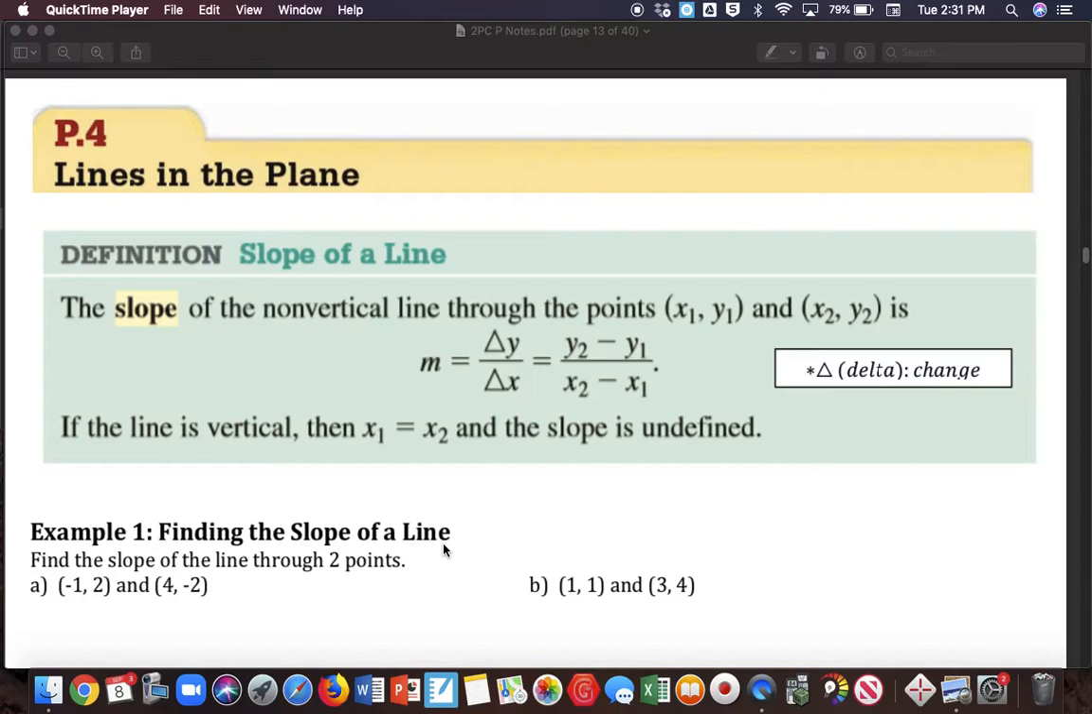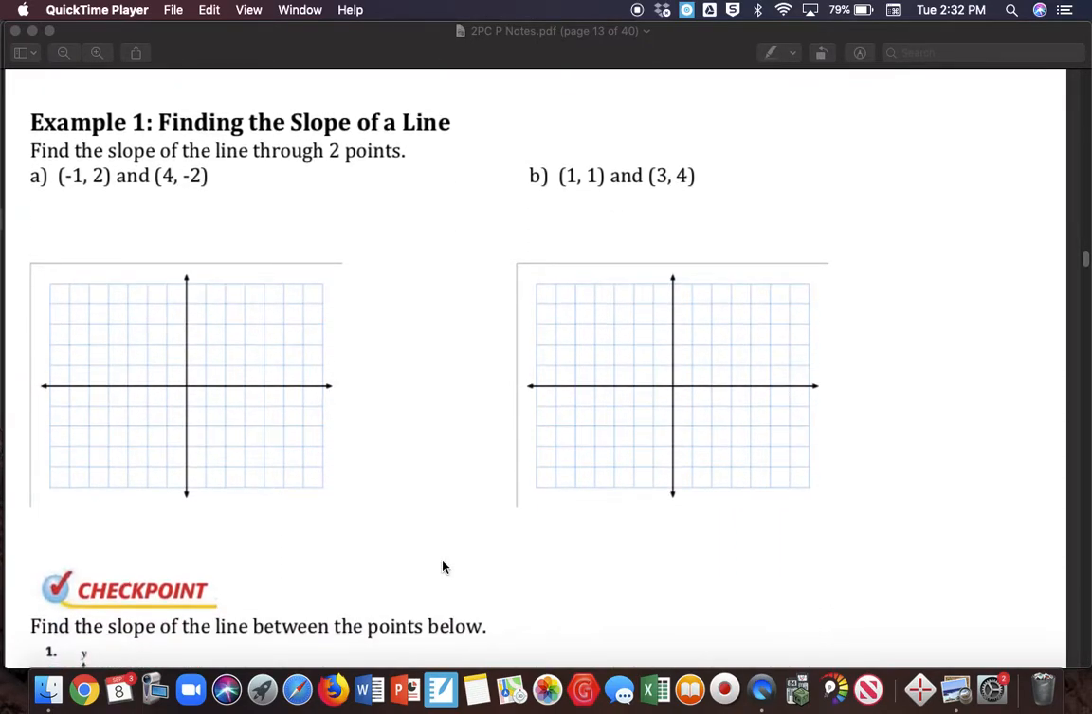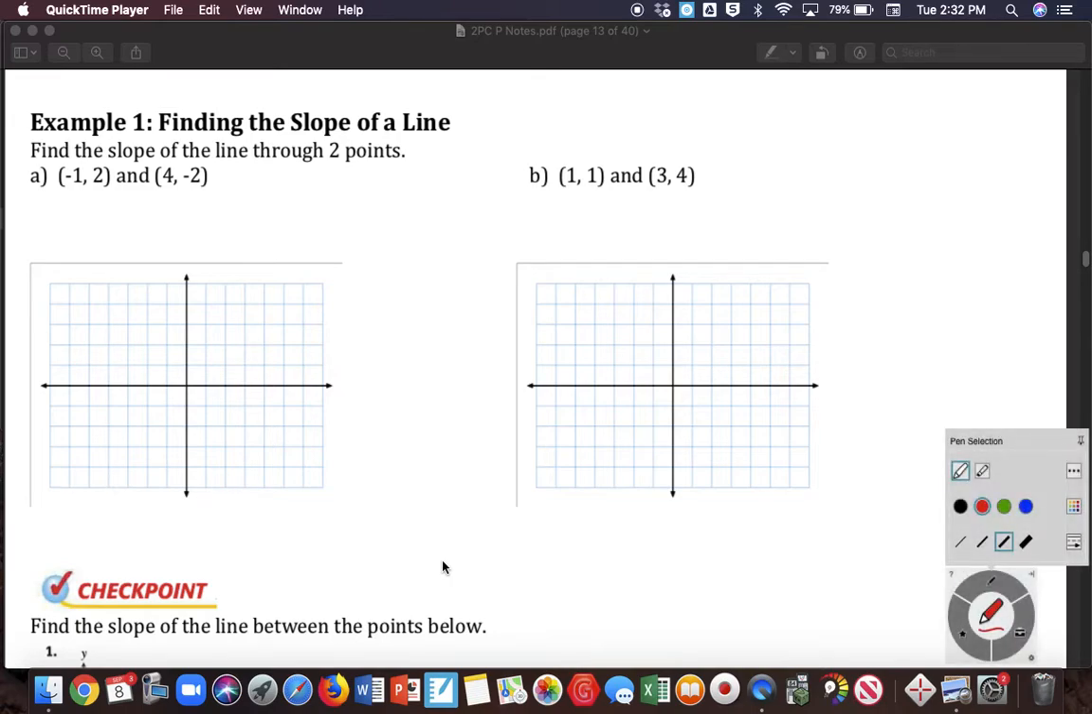And you'll see a couple key things. All right, so let's go ahead and plot these points. So we got -1, 2, and we got 4, -2, 1, 2, 3, 4, -2. All right, and then we can go ahead and draw this line.